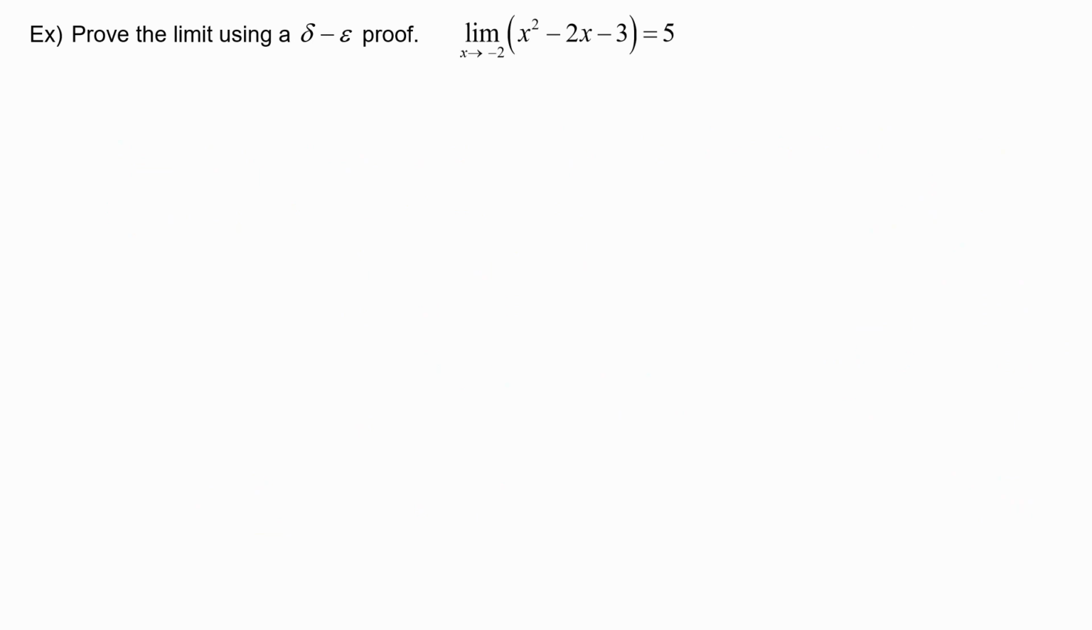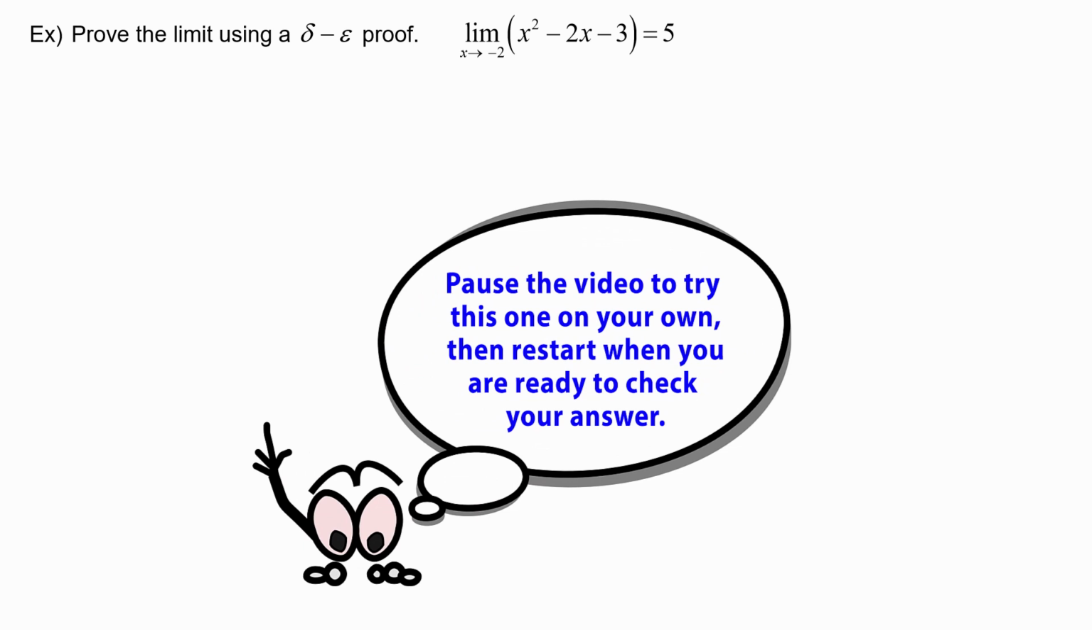In this example, we have to prove the limit using a delta-epsilon proof. Given the limit as x approaches -2 of the quantity x squared minus 2x minus 3 is equal to 5. Pause the video, try this one on your own, then restart when you are ready to check your answer.